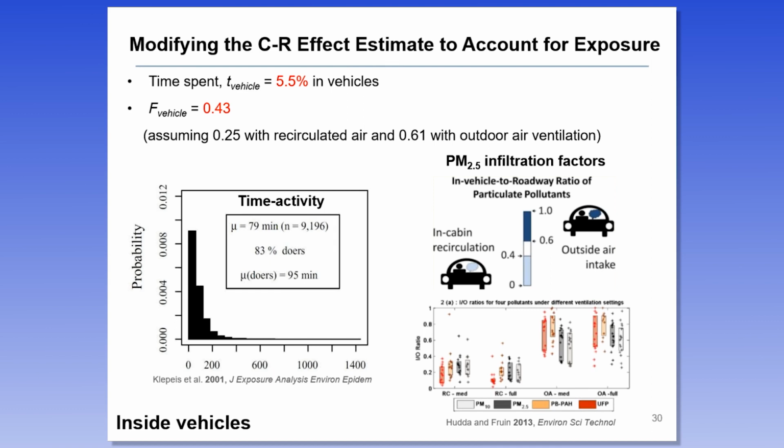And for the infiltration factor, we rely on a study in 2013 from Hudda and Fruin. In that study, they estimated the PM2.5 infiltration factor for two scenarios. One scenario was when the car had recirculated air, and the second scenario was when the car had outdoor air ventilation. By combining these two scenarios, they came up with an infiltration factor equal to 0.43 for cars. So we use these numbers as the average of the two scenarios for cars and how people are exposed to PM2.5 in these two scenarios.